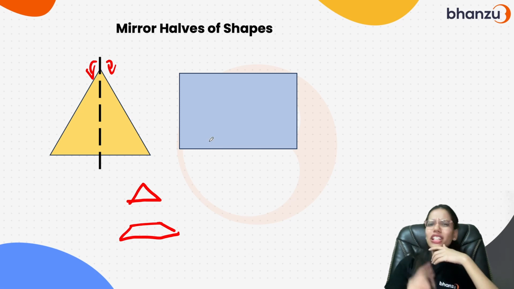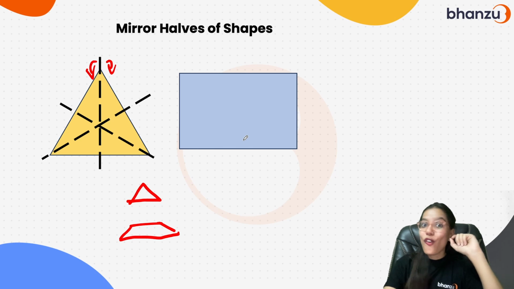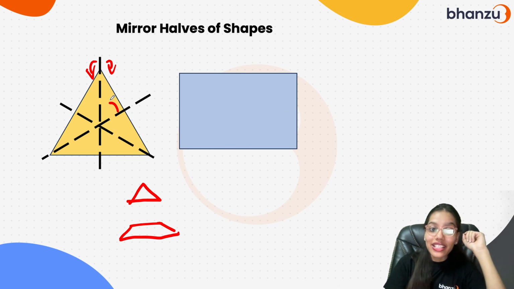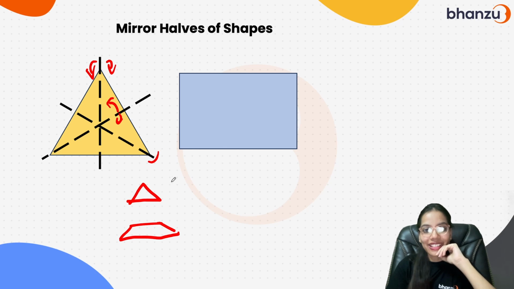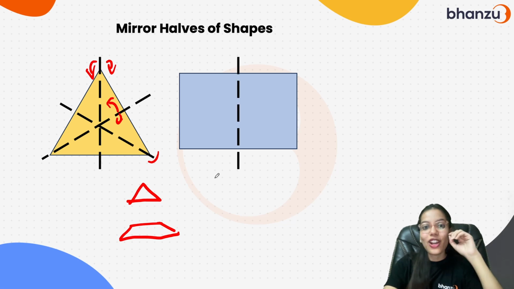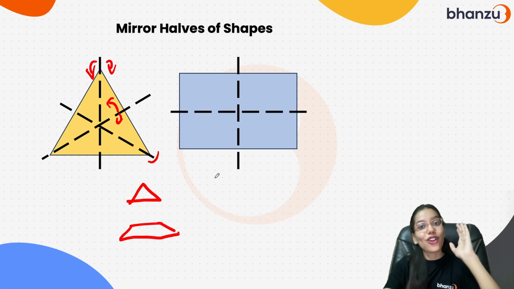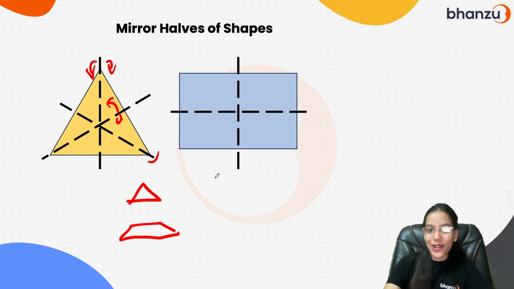Correct? But should there be only one line of symmetry for a figure? Not really. I can draw a line like this and I can also draw a line like this for the triangle. So again, this side and this side of the triangle look exactly the same, and it is the same for this line also. Correct? How should I divide this rectangle so that it results in two equal halves? Your guess is absolutely right. We can do it this way or this way. Both the lines, the horizontal line and the vertical line, are going to divide our rectangle into two equal halves.